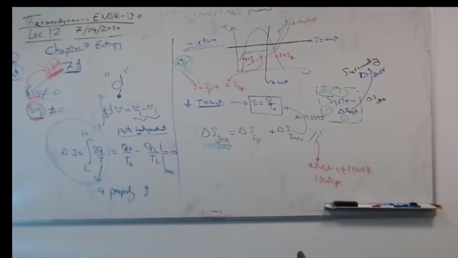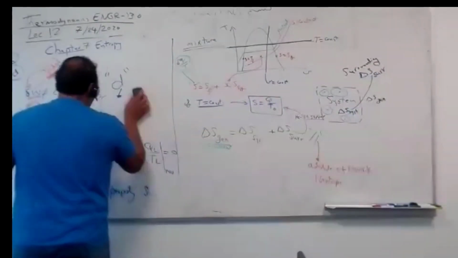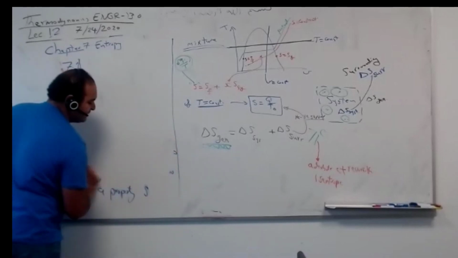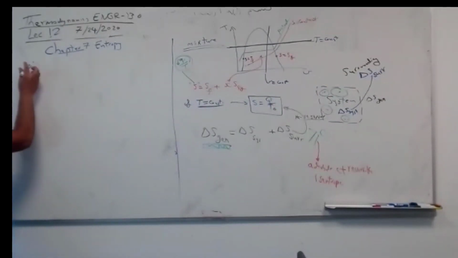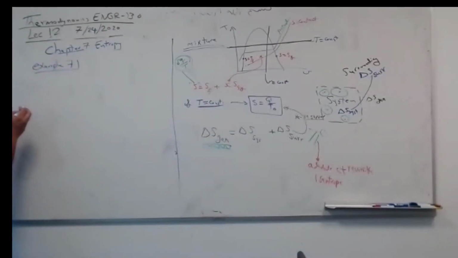Let's stop here and take an example and come back. Please read the problem, example 7.1 in the textbook. Can everyone read example 7.1? It's so simple. It says you have a tank, or you have a system. This is an example, not a problem. I'm making a very simple example, 7.1 in chapter 7.